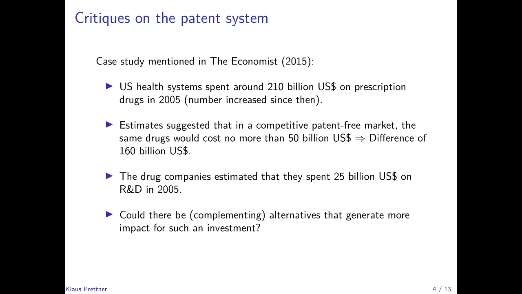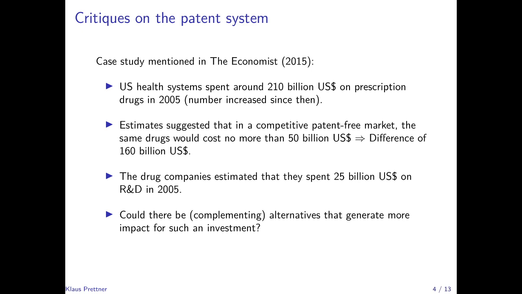And that was kind of a calculation that was very much in favor of the high cost for these drugs. So the difference then is 160 billion US dollars just in the year 2005. And in this year, the drug companies in the US estimated that they had spent 25 billion US dollars on research and development. Now, that does not seem to be a huge rate of return on investment. So you spend $160 billion to get $25 billion in research and development.